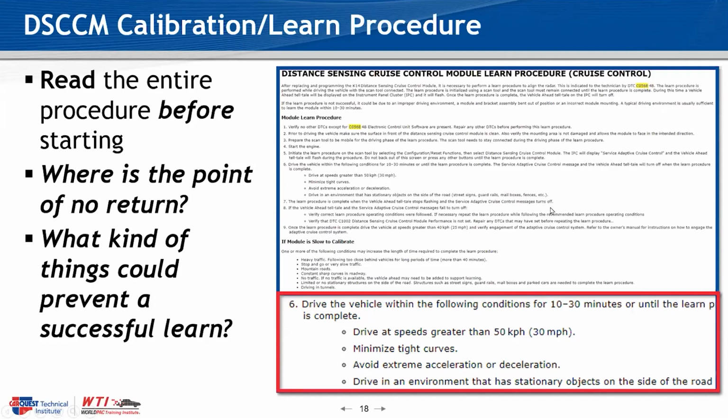So what kind of things could prevent a successful learn? Well, we talked about those. You guys gave some thoughts, and there were a lot of really good ones: snow, traffic, and of course we brought up the pre-COVID-19 traffic. Somebody asked what size objects should be on the side of the road. A little further investigation in the service information talked about guardrails and barriers. So they're probably looking for something rather substantial, or at least something that a radar could reflect off of. If there's one of those orange fence line things for construction, that's probably not what they're talking about.